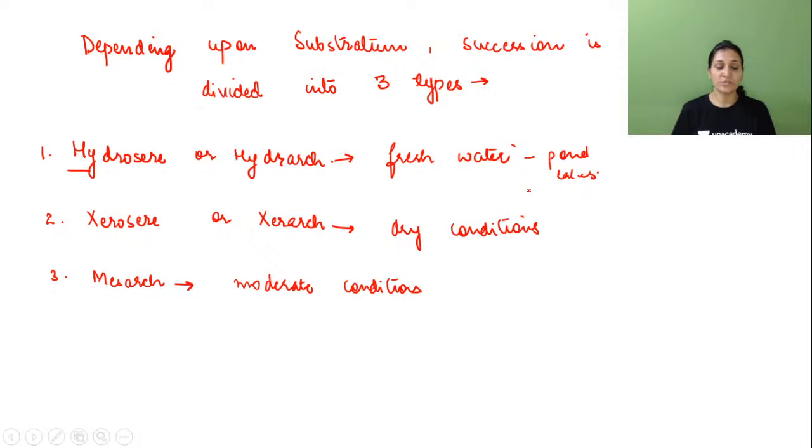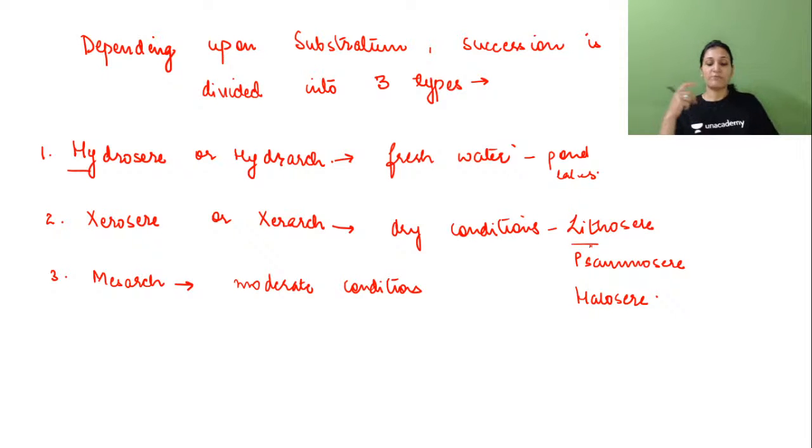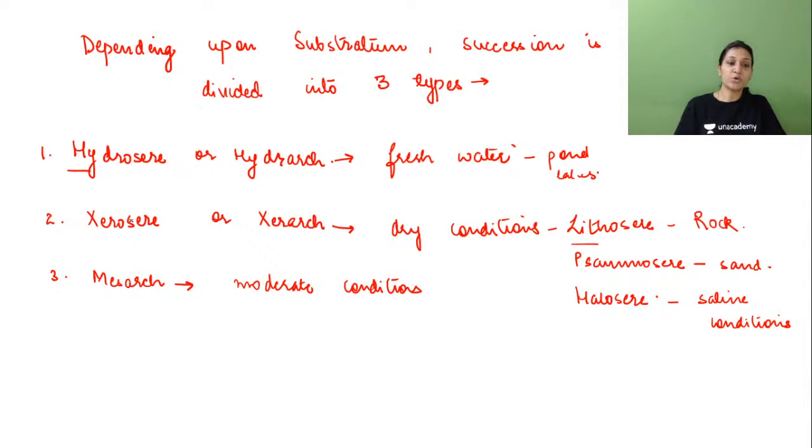When we are going for xerosere or xerarch, we need to see three things. That is lithosere, then psammosere, and then halosere. So lithosere, when succession begins on rock. Psammosere, when succession begins on sand. And halosere, when succession begins in the saline conditions. Right? So these are the three types of successions which we have to study depending on the substratum.